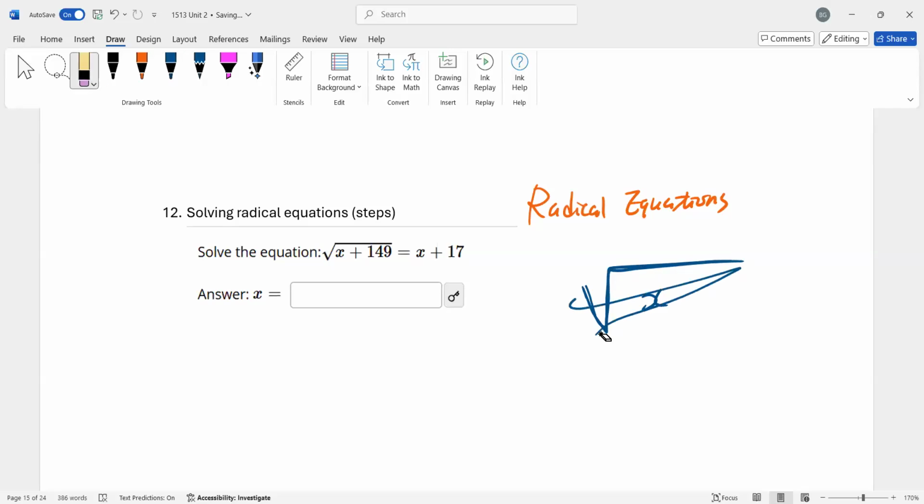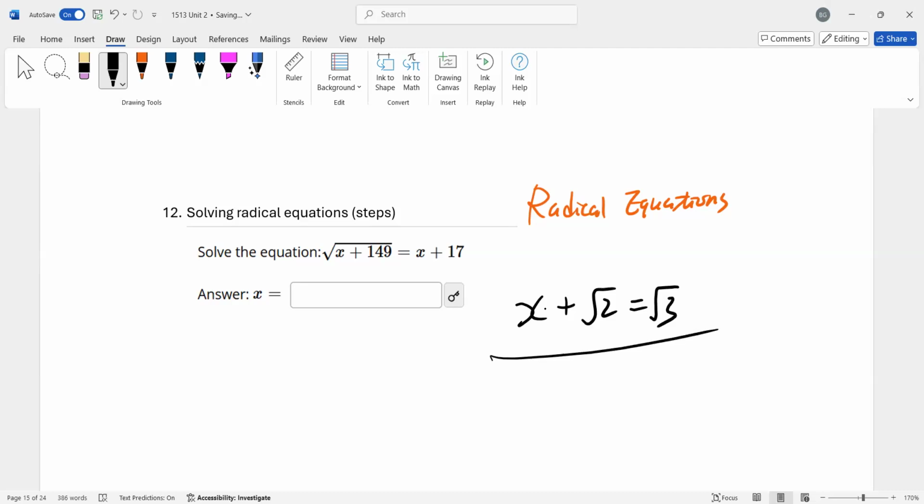If you have an equation, let's say x plus root 2 equals root 3, it also has radicals, but this is not a radical equation. This is just a simple linear equation. The x is not involved in the radical. All right, I hope that's clear enough.